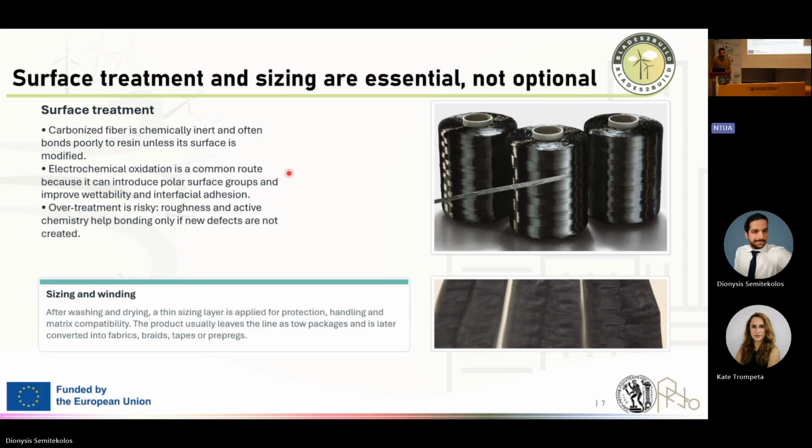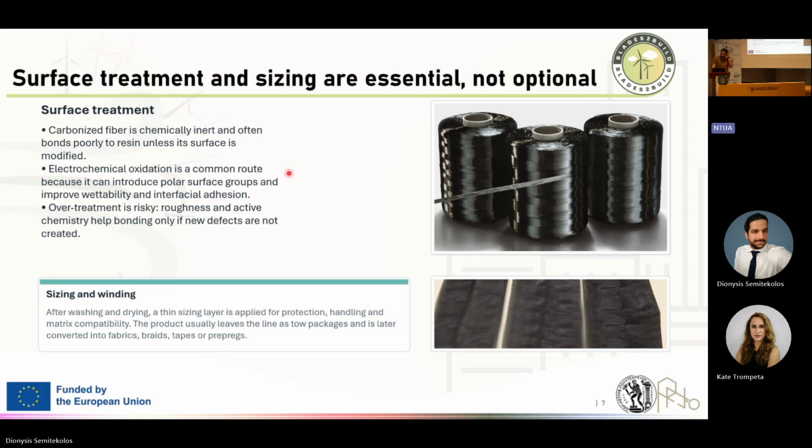Now we are going to talk about surface treatment. Surface treatment is a major part of our research in the group. We started it more than 7 years ago. We also had several projects that we worked on in this field.